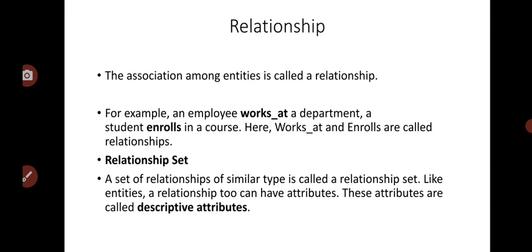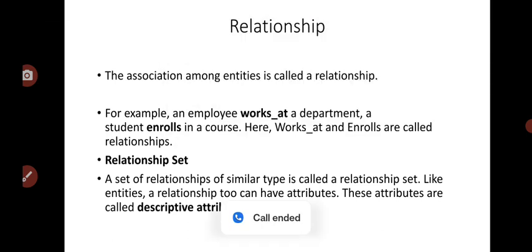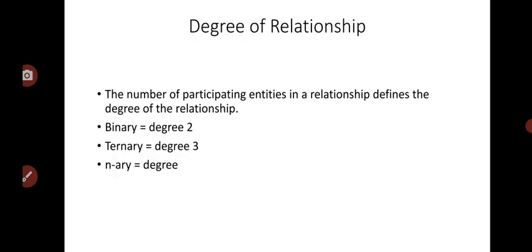The relationship set. A set of relationships of similar type is called a relationship set. Like entities, a relationship too can have attributes. These attributes are called descriptive attributes. Similarly, the relationship also has descriptive attributes.